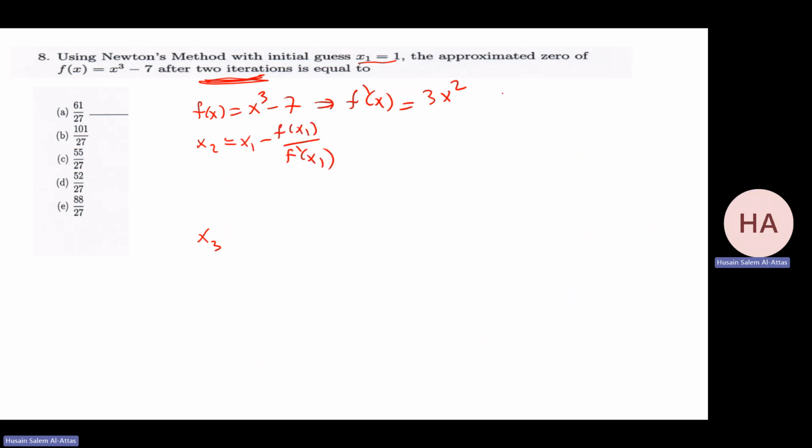Using Newton's method with initial guess, this, he wants 2 iterations. So he wants x2 and also x3. So the function is x cubed minus 7, f prime is 3x squared. So x2 would be x1 minus f of x1 over f prime at x1. I have x1 equal 1.